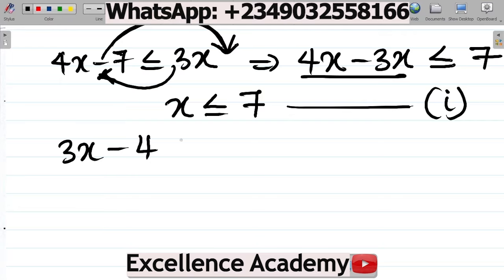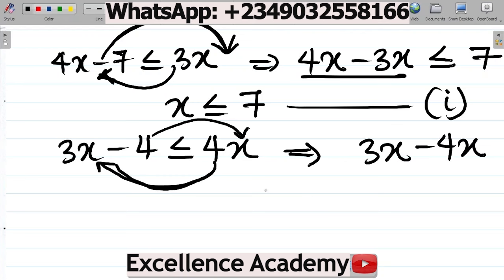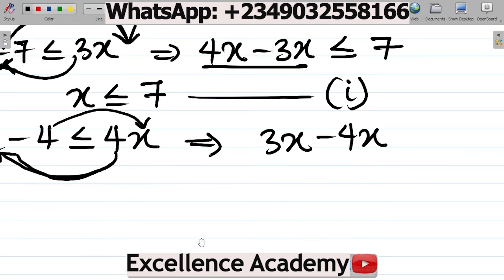3x minus 4 is less than or equal to 4x. Now to solve this, move the 4x over here, move minus 4 over here, and that would be 3x. We'll move plus 4x over here, it becomes minus 4x, right? This would also be less than or equal to, repeat the sign, and then minus 4 crosses over to the right hand side, becomes plus 4.